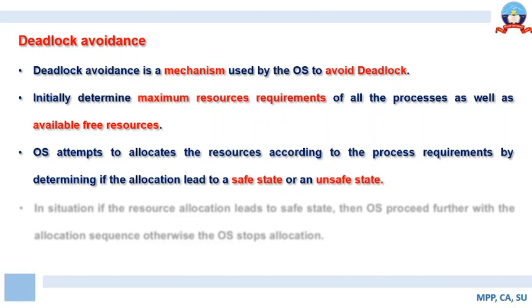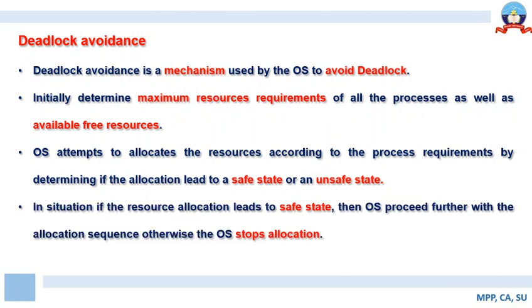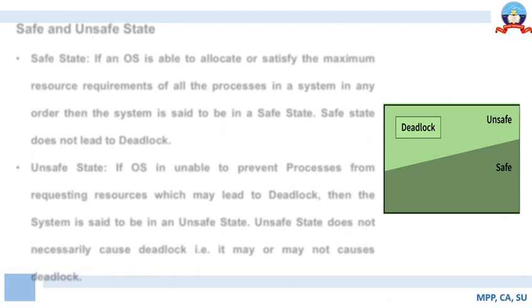Once the operating system has determined that the allocation sequence results in a safe state, then the operating system proceeds ahead with the allocation. If it determines that an allocation sequence may lead to an unsafe state, then definitely the operating system stops the allocation process. So this is the way an operating system avoids deadlock.